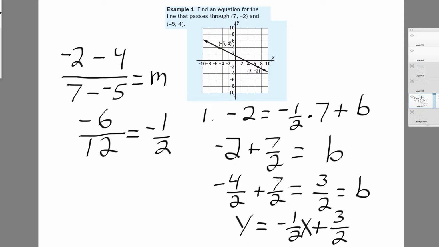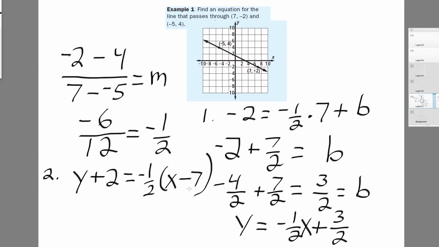Now let's look at it in a slightly different way. So we're going to go with way number 2. And in way 2 is, can we put this into point-slope form? And the answer is sure we can. And that's going to give us, I'm going to pick one of these points. So I might as well pick this same one, (7, -2). And it's going to be y minus the value. Minus a minus is a plus. So y plus 2 equals the slope, -1/2 times x minus the value there, that's a 7, minus 7. And now we have an equation for the line.